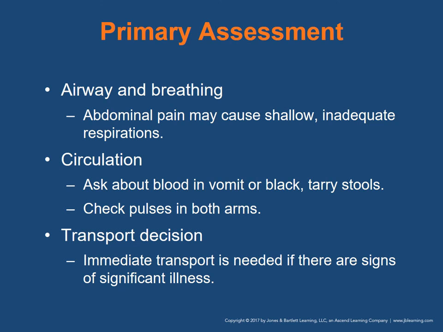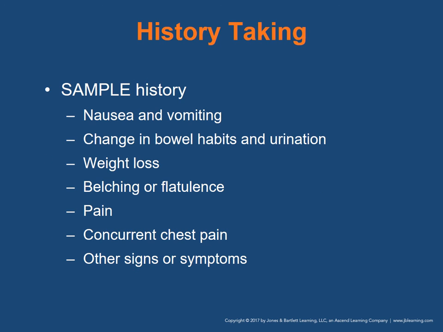Transport decision. Immediate transport is needed if there are signs of significant illness, of course. History taking, some things that we want to be aware of when we delve into the patient's history. For SAMPLE, we want to note the presence of any nausea or vomiting. We want to also gauge, my three favorite questions to ask GI or GU patients: has there been a change in the color, the consistency, or the smell of the urine or the fecal matter?